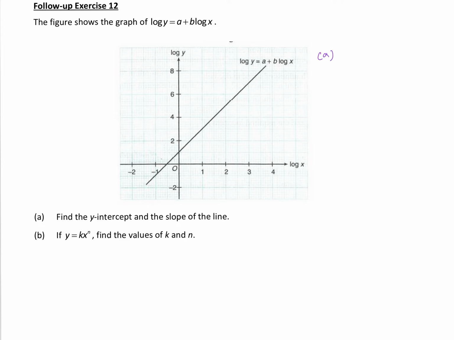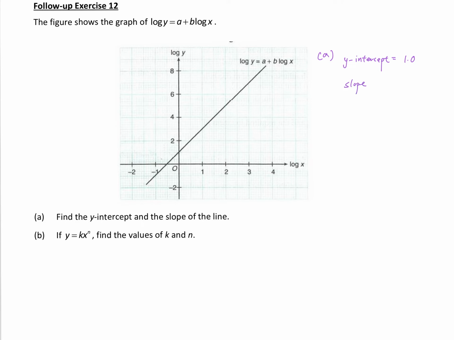I want to find the y-intercept. Maybe your answer is 1. But if I were you, I will write down 1.0, because the information from the graph is not an exact value, it's an approximate value. So I will use 1.0 rather than 1. How about the slope?